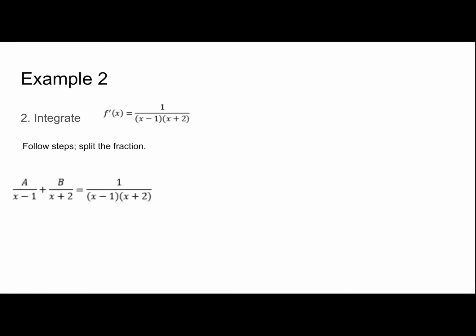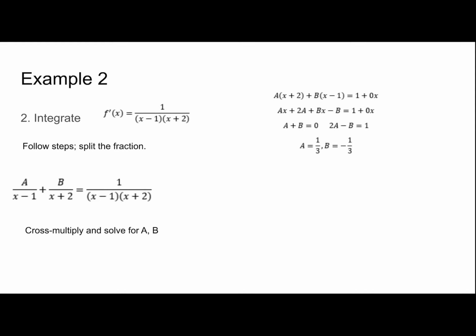So we have a over (x minus 1) plus b over (x plus 2), and that equals 1 over (x minus 1) times (x plus 2). Once again, we're going to apply our same rules to cross multiply, solving for a and solving for b. So we'll get a times (x plus 2) plus b times (x minus 1), and that equals 1 plus 0x, because 1 by itself is just plus 0x. They don't write the plus 0x, but it just means plus 0x.